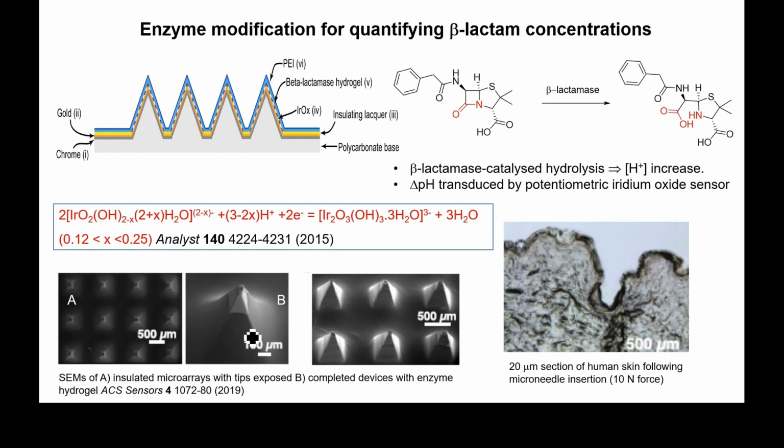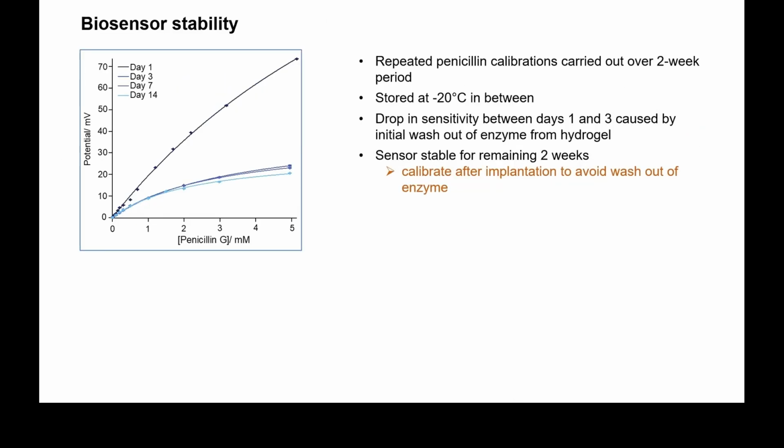And this is what the devices look like. These are beautiful ones made by Sally Gowers. We've got this nice tip area here with the lacquer below this and the hydrogel on the end here. And this is what a section of human tissue looked like after it came out, showing that there had indeed been penetration and the interstitial fluid had been accessed, in a 20 micron section of human skin.